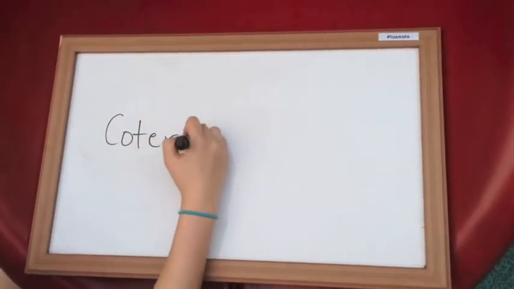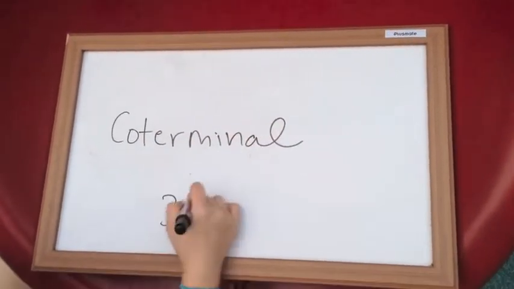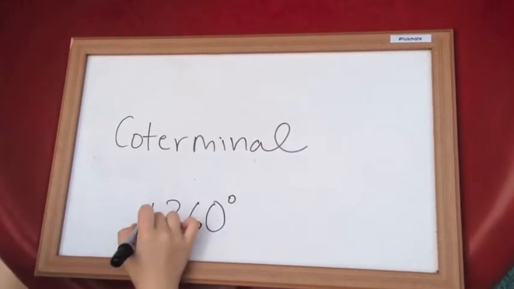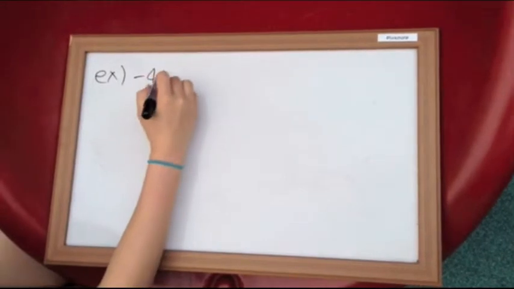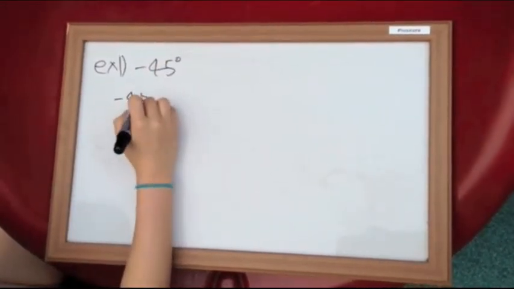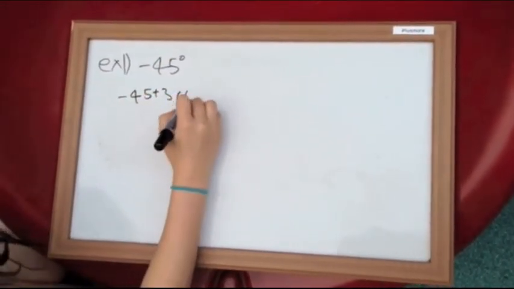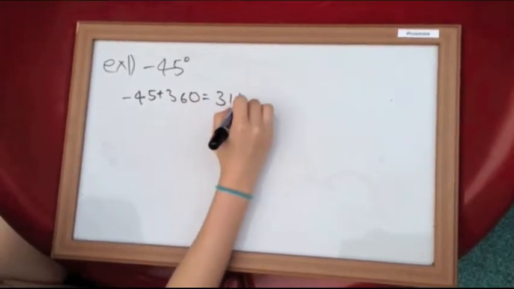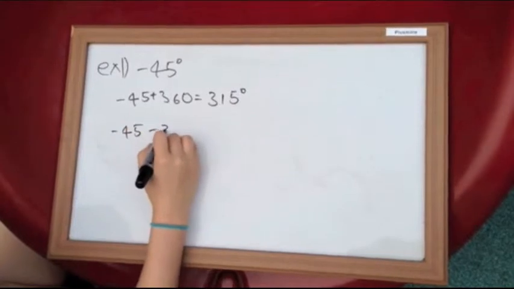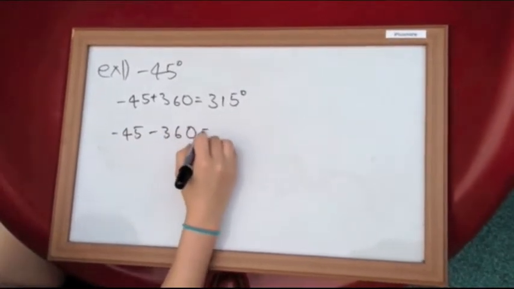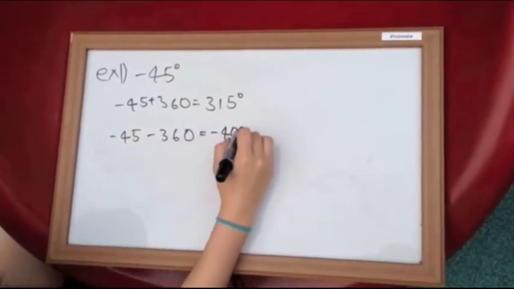Can you teach me? Angles are called coterminal when their terminal sides coincide. It can be found by adding or subtracting 360 degrees. The first example we're going to work with is negative 45 degree angles. So negative 45 plus 360 will equal 315 degrees. And negative 45 degrees minus 360 degrees will equal negative 405 degrees.